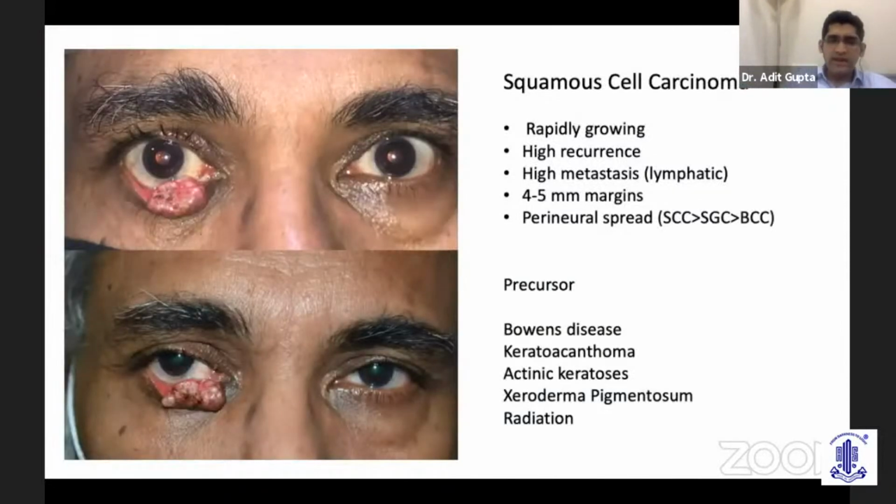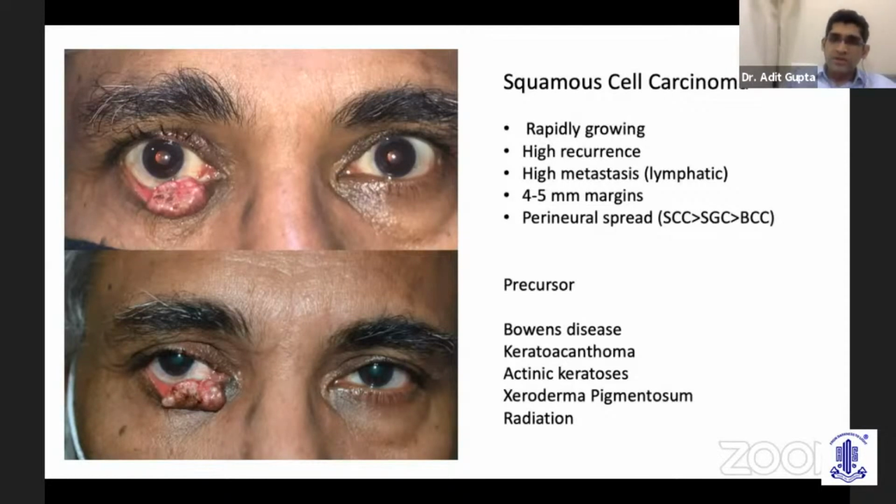Coming to the third variant, which we see commonly, which basically doesn't have any pathognomonic features but is mostly a histopathological diagnosis, is squamous cell carcinoma. These are rapidly growing tumors. As you can see in the upper slide and the lower picture, there is a growth within 5 days of the tumor. I had seen the patient first at this stage, and then you can see it has grown so rapidly within 5 days. It is highly metastatic with a very high recurrence potential.